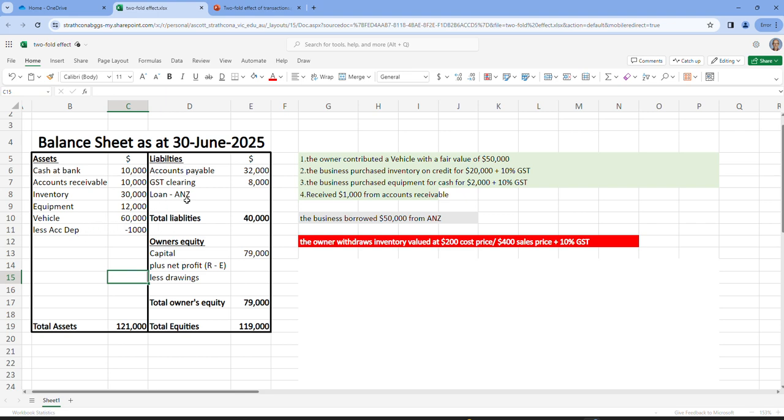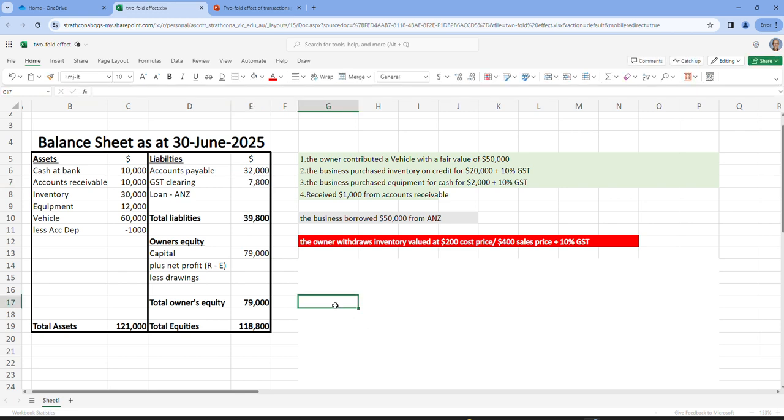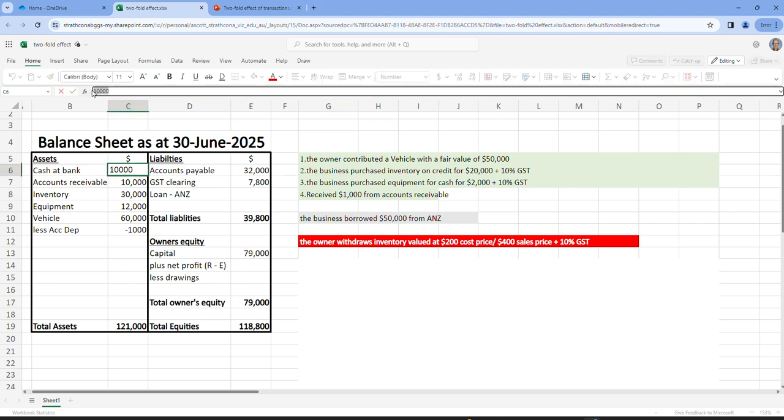Well, I'll get to that in a minute, because first of all, we need to reduce the GST balance, just like we did for that inventory. So now that's going to reduce that to 7,800. We're taking 200 off because it offsets the GST we owe. And then if we add the GST and the value of the equipment, we've funded that via the bank. So we're going to go 10,000 minus 2,200 gives us 7,800.